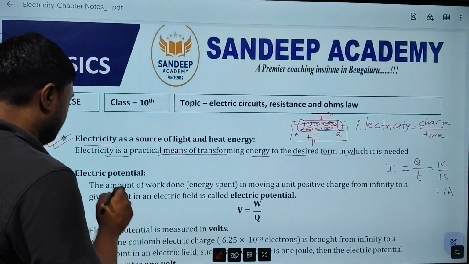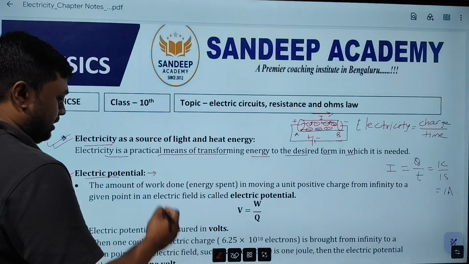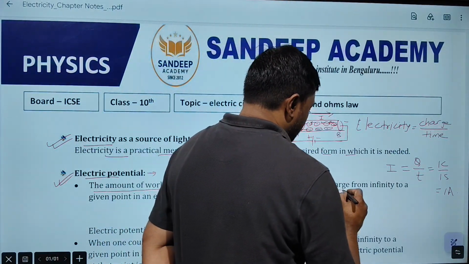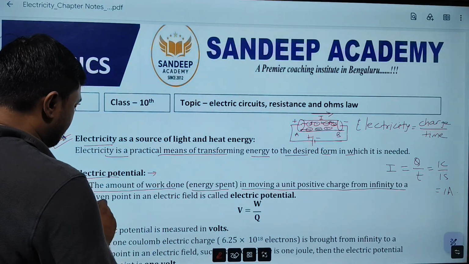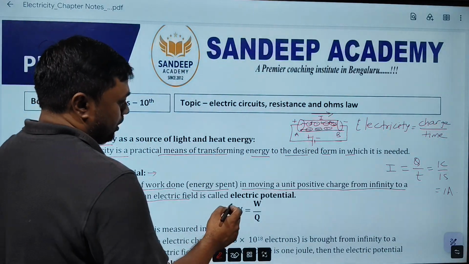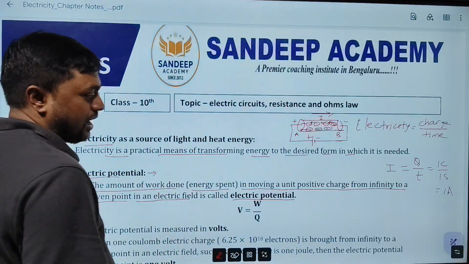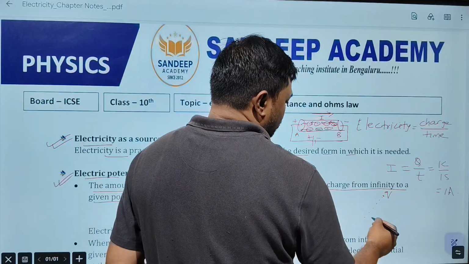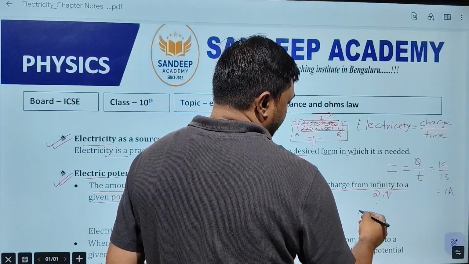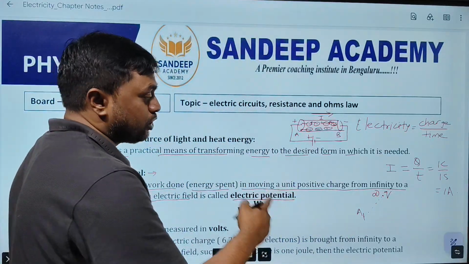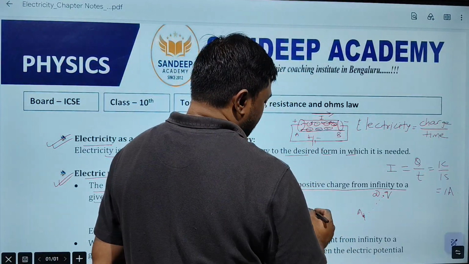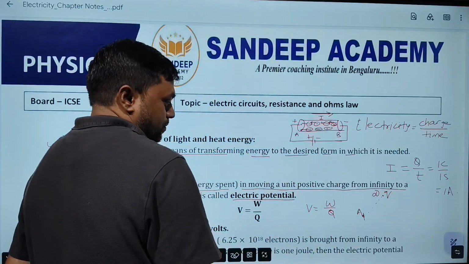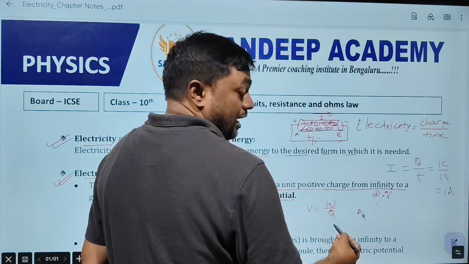Now let's discuss the electric potential. See the definition: the amount of work done, that is energy spent, in moving a unit positive charge from infinity to a given point in an electric field is called electric potential. Try to understand these concepts. Consider a charge Q at infinity. I want to move this charge from infinity to point A. To move this charge from infinity to point A, we have to do some work. That amount of work done is called electric potential. SI unit of work is the joule. SI unit of charge is the coulomb.